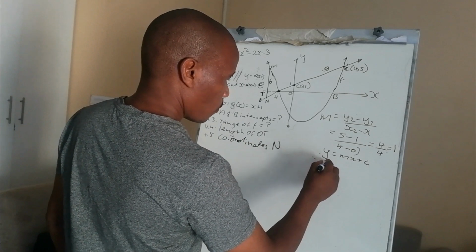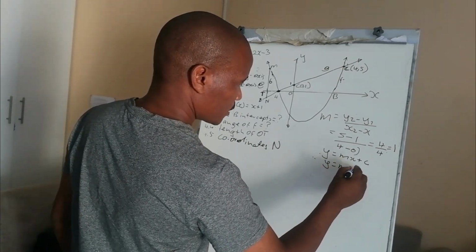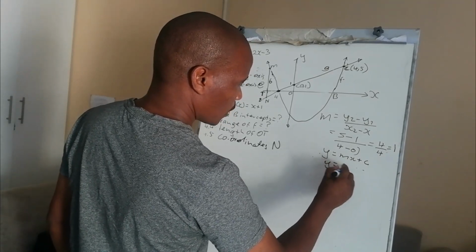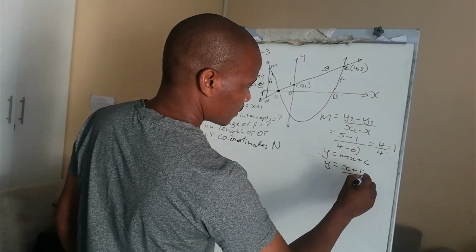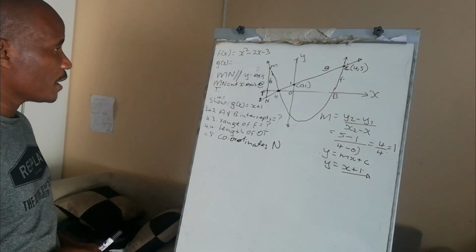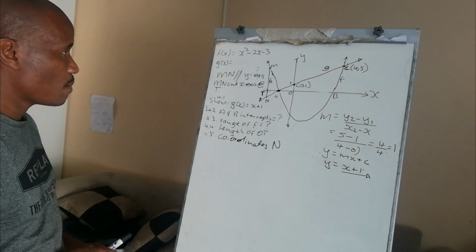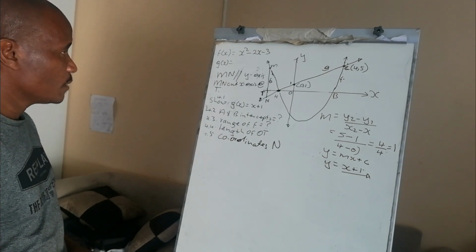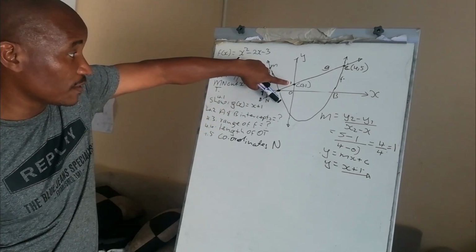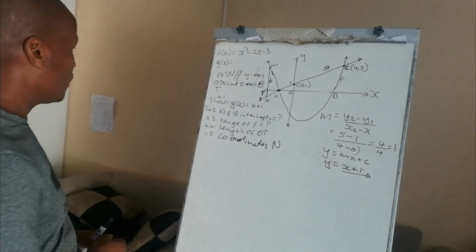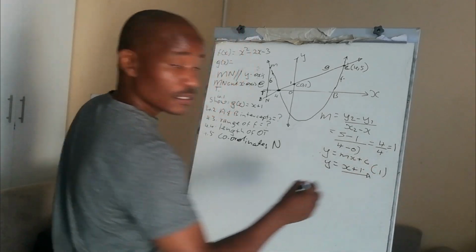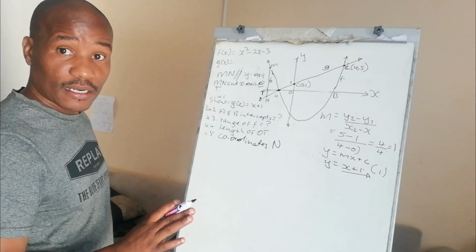Therefore, y equals mx plus c. Therefore, y equals x plus 1. It's given there. C is given there. Right. Now, this is 1 mark, guys. What is c? This is 1 mark.